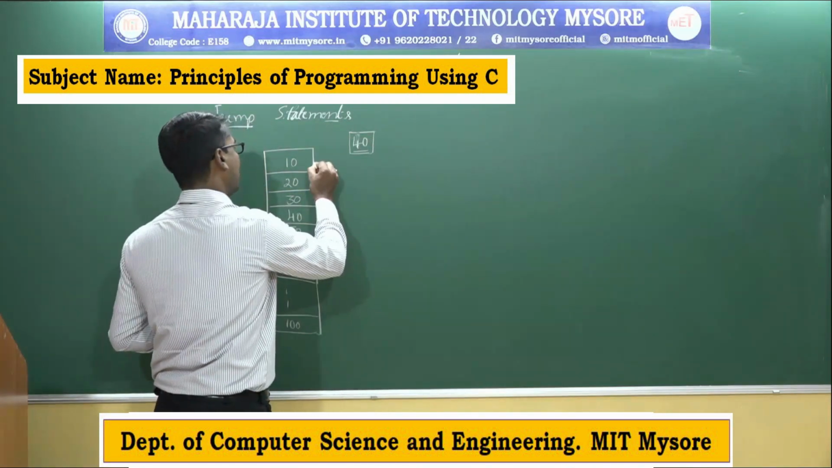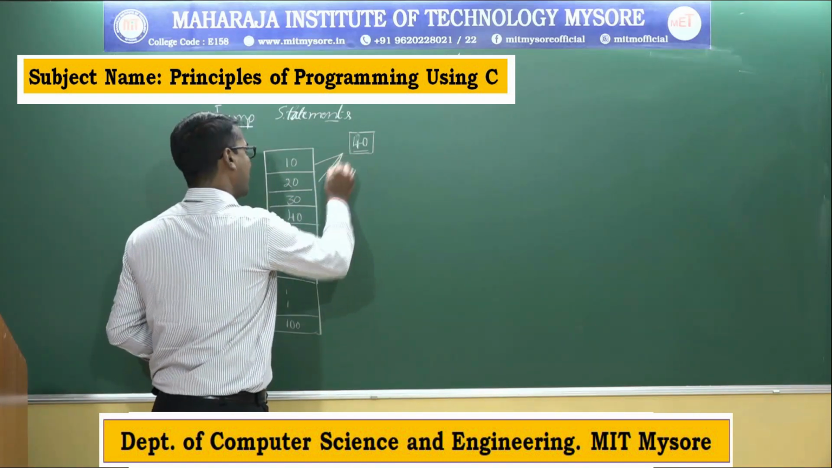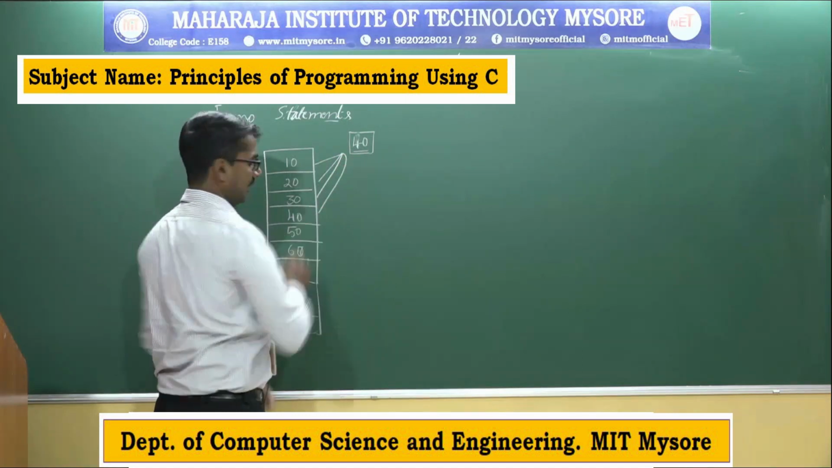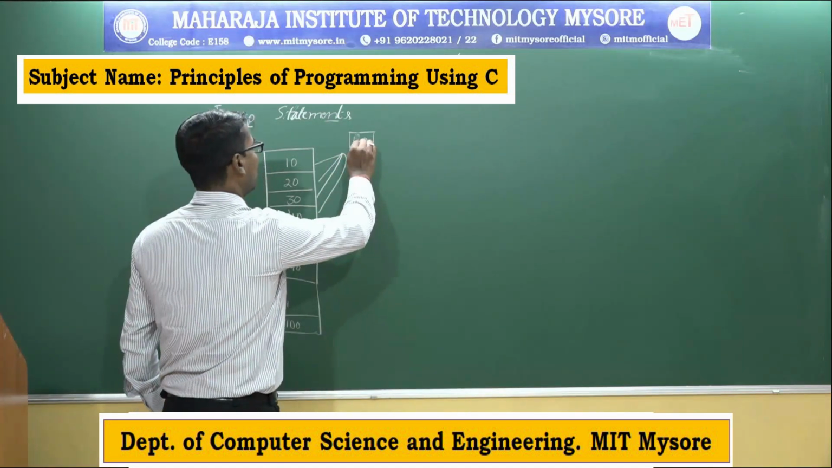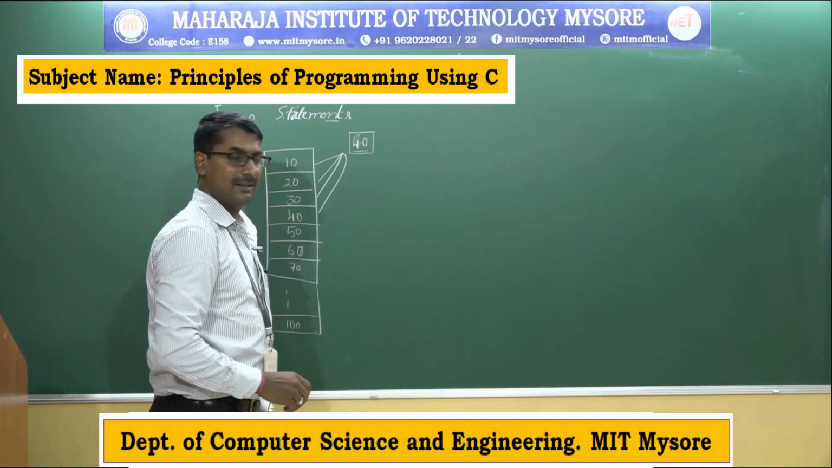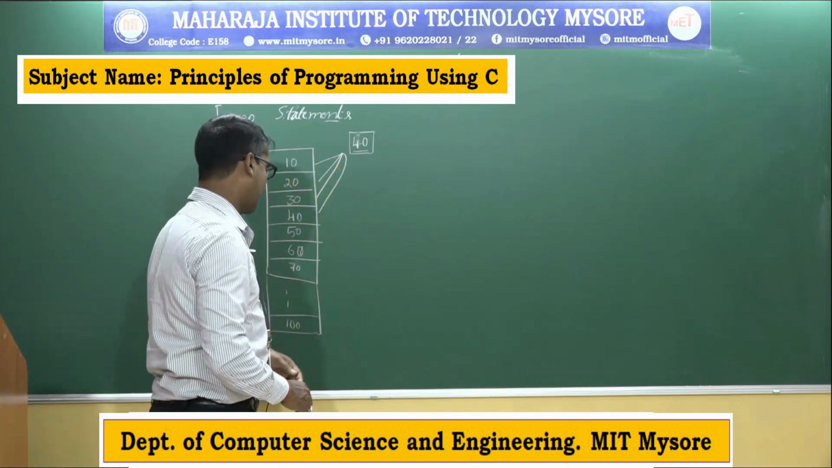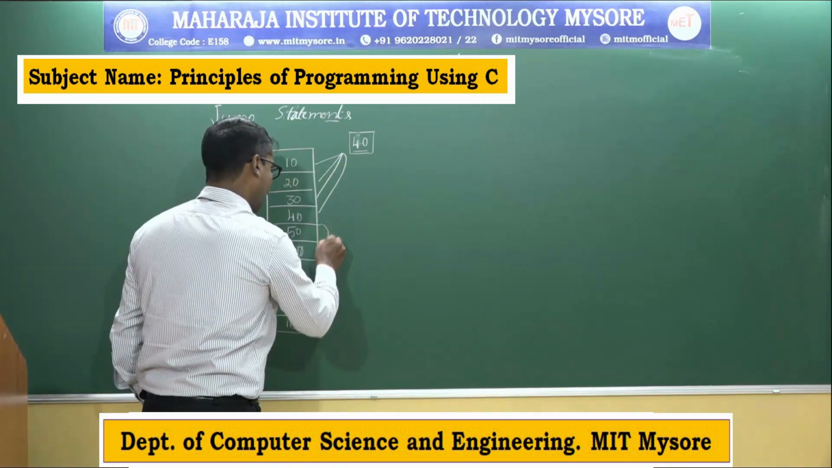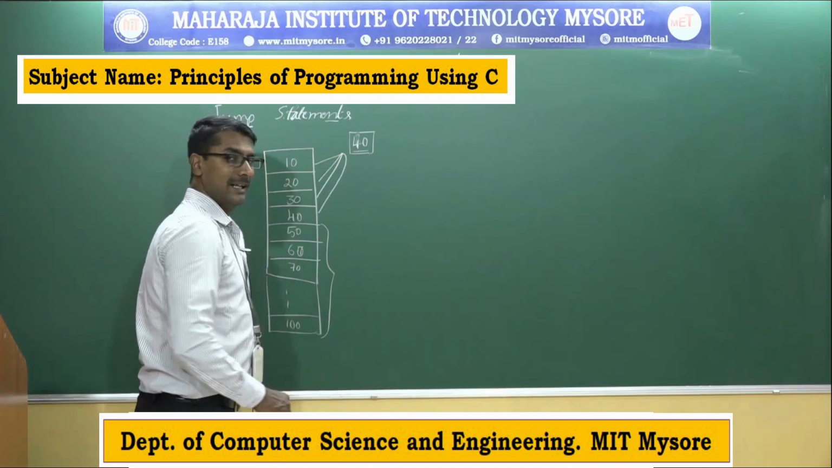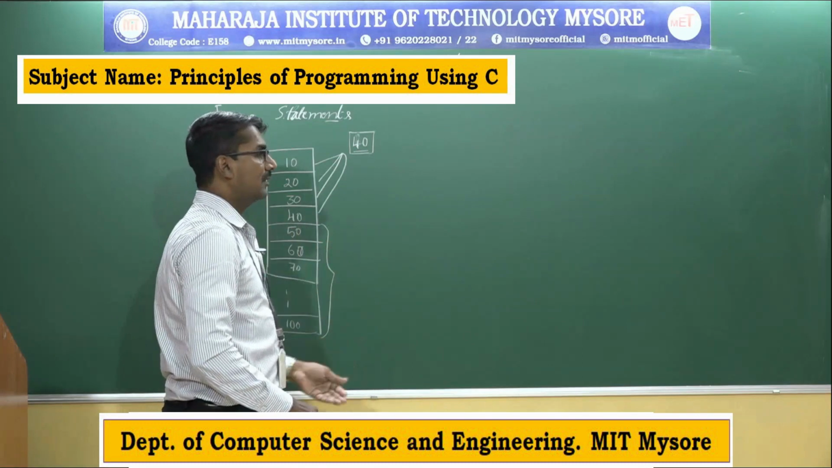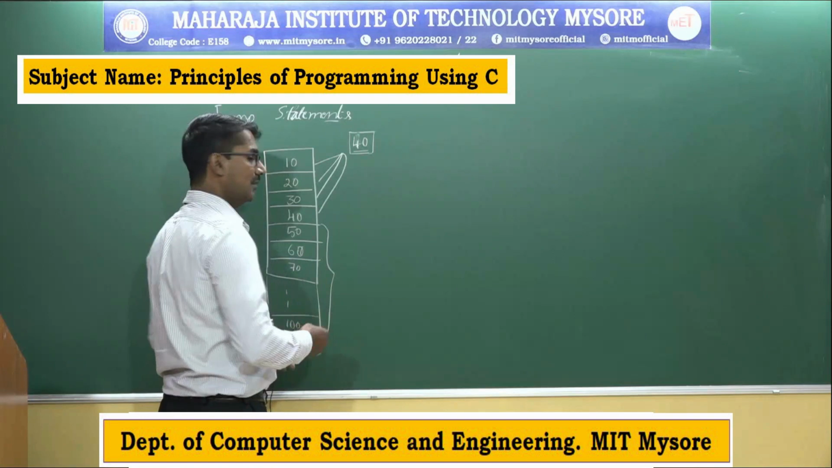So, first 10 is not matching, then 20 is not matching, 30 is not matching and 40 is matching. So, here 40 is present in the list. Once it is checked, there is no need to verify the next elements. Now I want to terminate from the loop or skip from the loop. Okay, that is one thing.